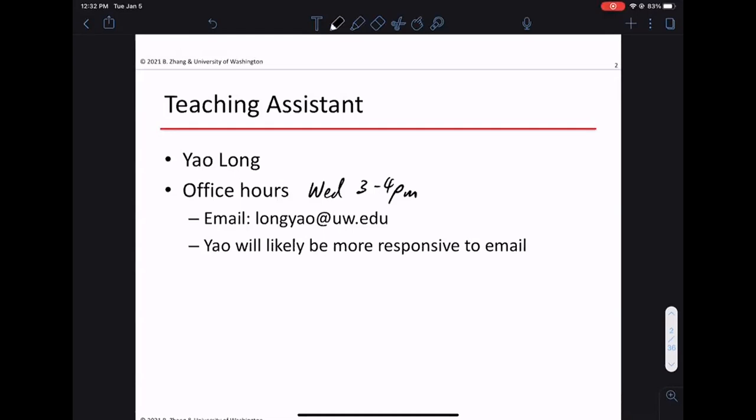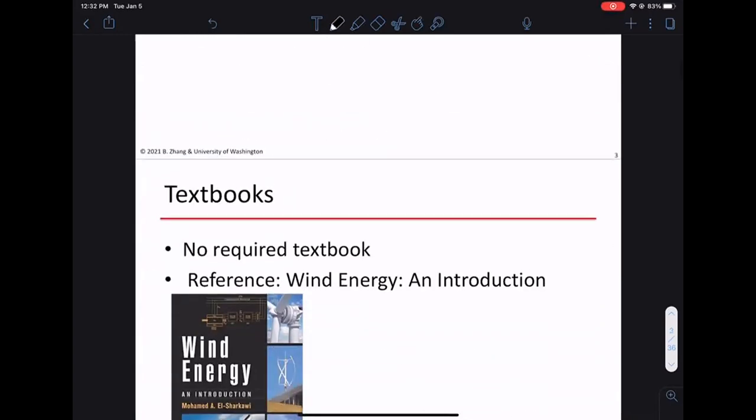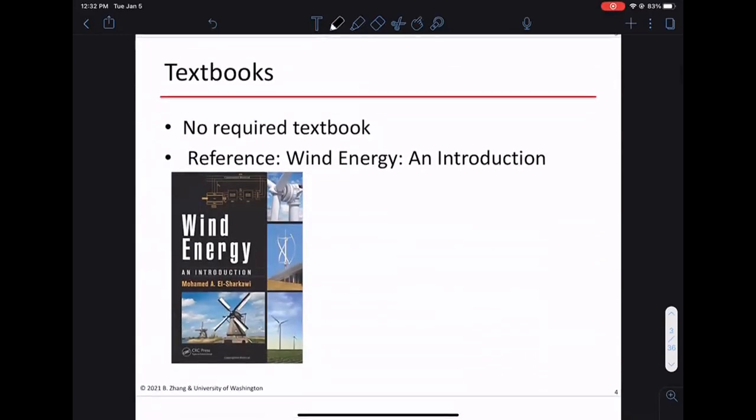So today's lecture will go through some of the logistics of the class. Then we'll get into some of the technical part, basically looking at wind turbines. For the first 30 minutes, I'll go through logistics. First off, there's no required textbook. In the past, we have required this textbook, but for this quarter, we'll not require a textbook. You have access to this book and you're welcome to refer to it, but it's not required.